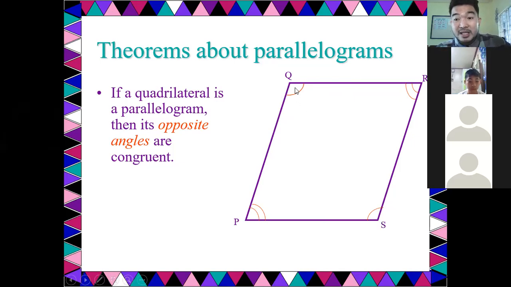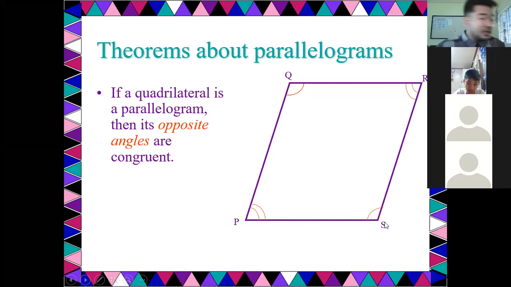Alin yung opposite? Yung magkatapat. Okay? Pag sinabi nating opposite, magkatapat. Q at saka S, magkatapat sila. So, ibig sabihin, yung measurement ni Q equal or congruent to the measurement of S. And then another one, the measurement of angle P is congruent to the measurement of angle R.